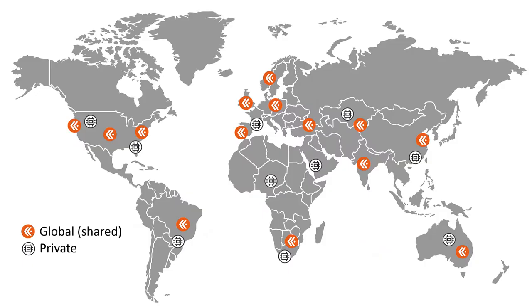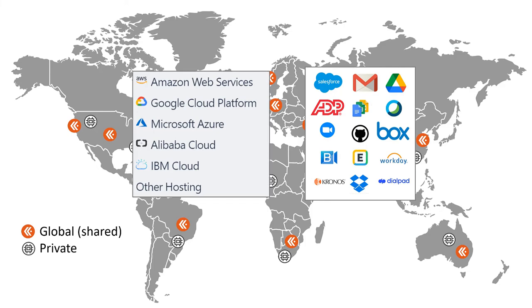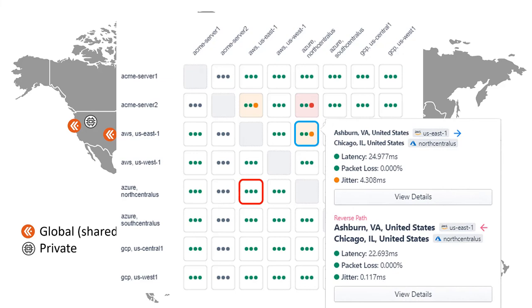Kentik's network of global and private agents means that you can test latency within the same cloud or between any other cloud in both directions, and that is for any application that your business relies on. Meshes of synthetic agents all testing back to one another can be set up across your global network. And again, they allow you to test connections in both directions. When a consistent reoccurring problem is identified, the direction where the problem is introduced becomes obvious.